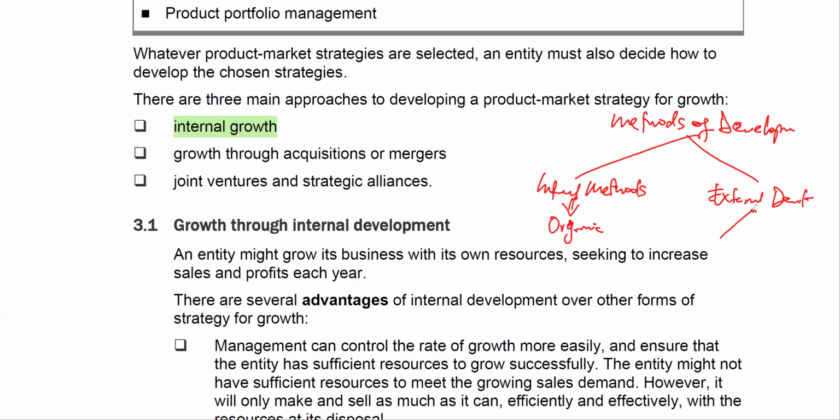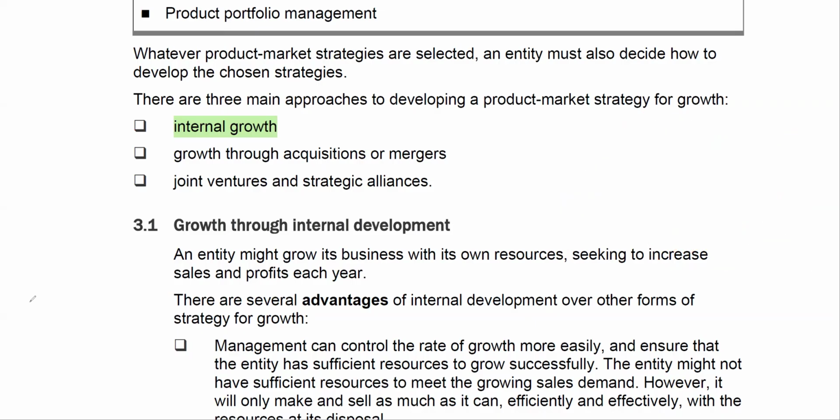And external development can be further broken into two. It could be where you go with mergers and acquisitions, or where you go with joint development, where you do joint ventures and strategic alliances. We have talked about joint ventures and strategic alliances when we were looking at collaboration. So remember this, and these are the methods of development that you mostly look at. We are going to look at them one after the other.